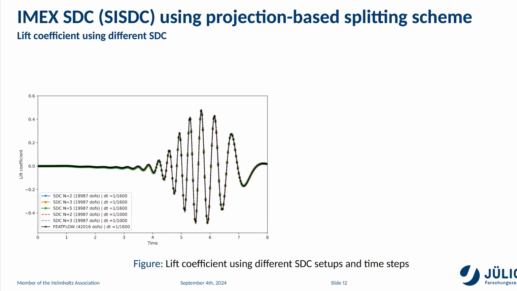Okay, here I'm showing the lift coefficient using different SDC methods. And when I say different SDC methods, that means different number of nodes. The results are compared to the data provided by the FeatFlow team from Dortmund. And yeah, the reference solution is in black. I used half of the degrees of freedom that the Dortmund people use. And here I used 2 different time step sizes.